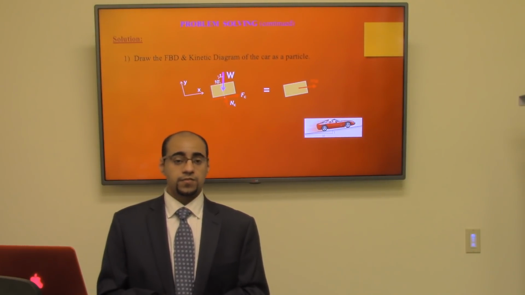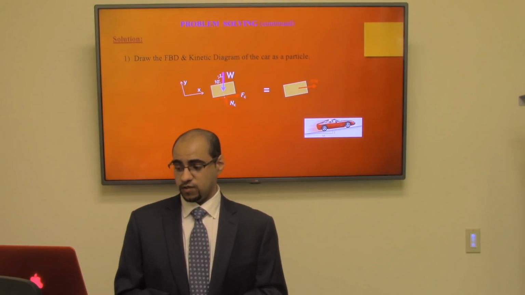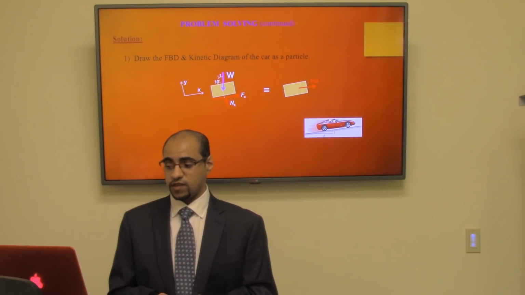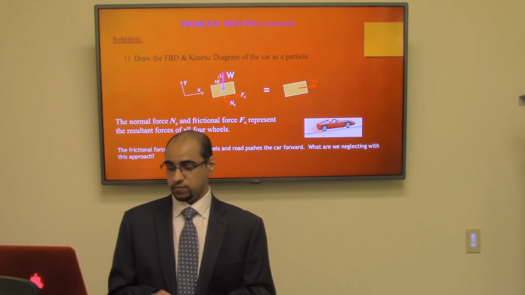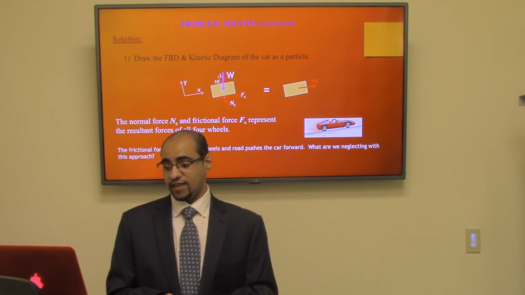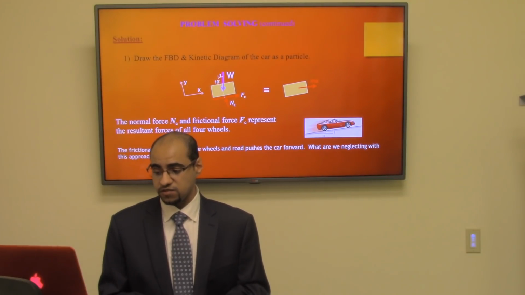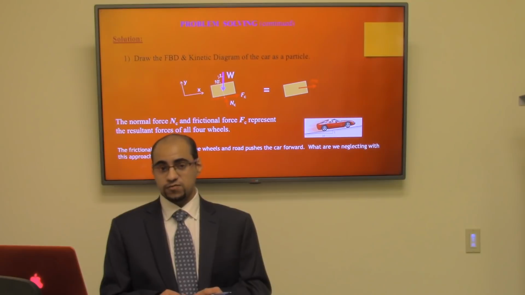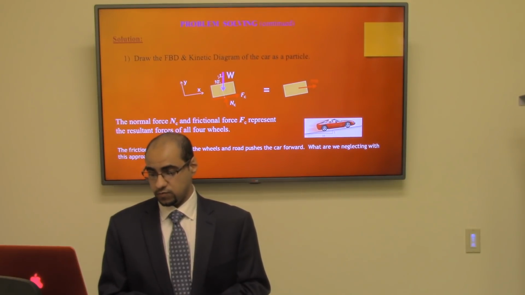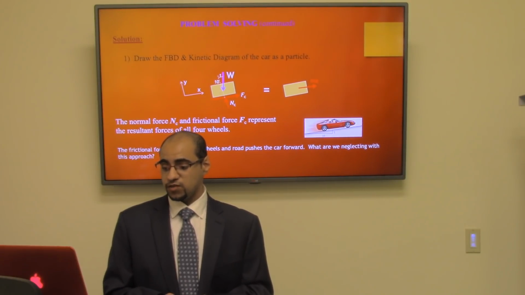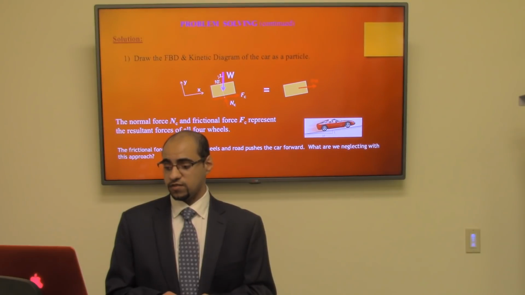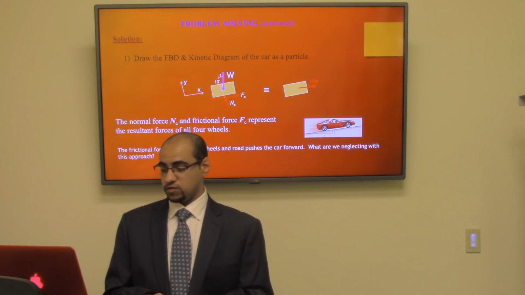After some people have thought about the question, we draw the free body diagram: the normal force Nc and frictional force Fc represent the resultant of all forces on the wheels. The frictional force between the wheels and road pushes the car forward.